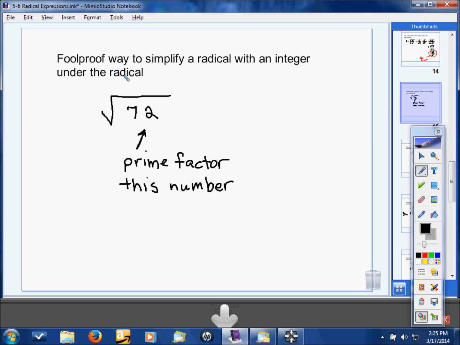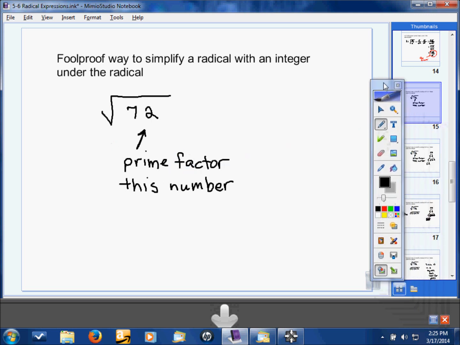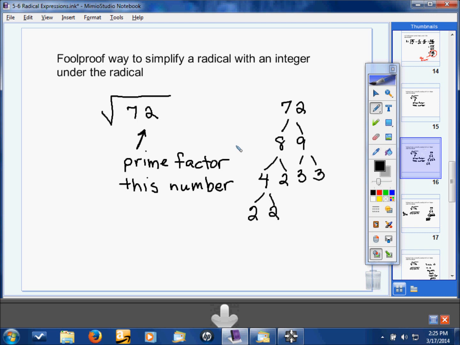Okay? It's not presented this way in your book, so stay with me. The first step is to prime factor whatever number is underneath the radical. Do you remember what prime factoring is? Yes. It's a factor tree.